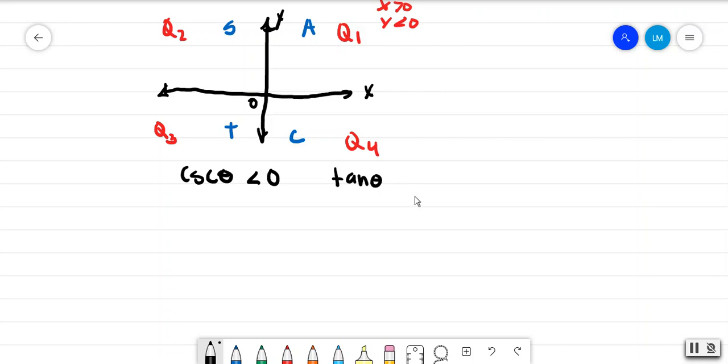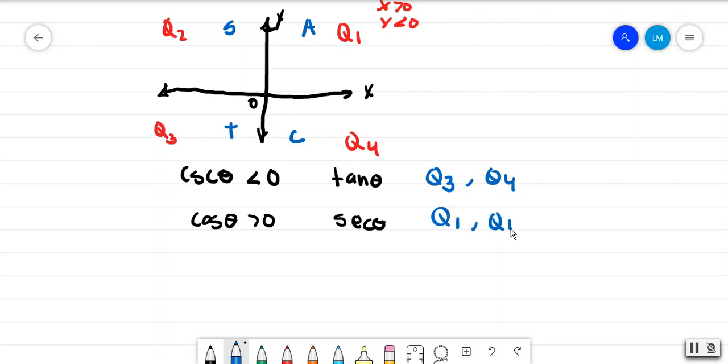Okay, so in this case, if cosecant is negative, that means the possibilities are quadrants 3 and 4, because sine is negative in both of these two quadrants. Furthermore, if I look at a different one, for example cosine of theta, if I say that cosine of theta is positive, and then I look at secant of theta, the possibilities are quadrants 1 and 4.